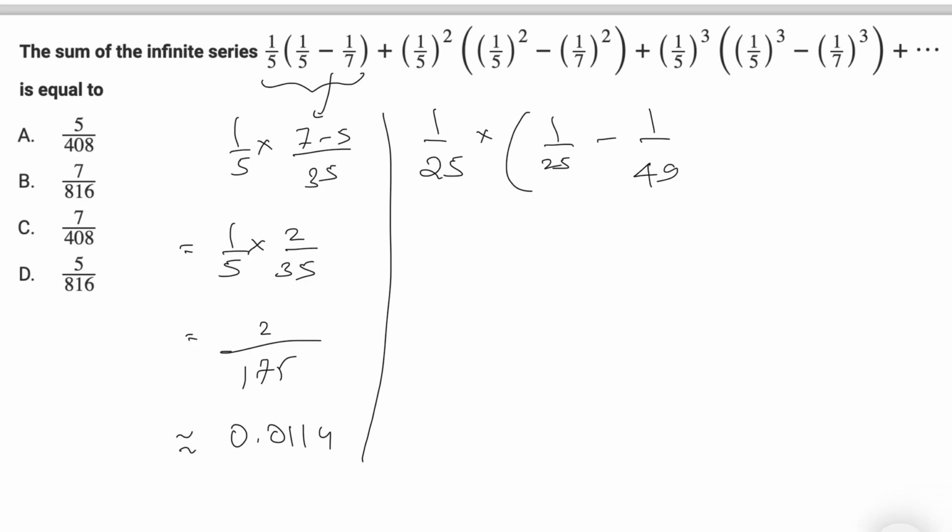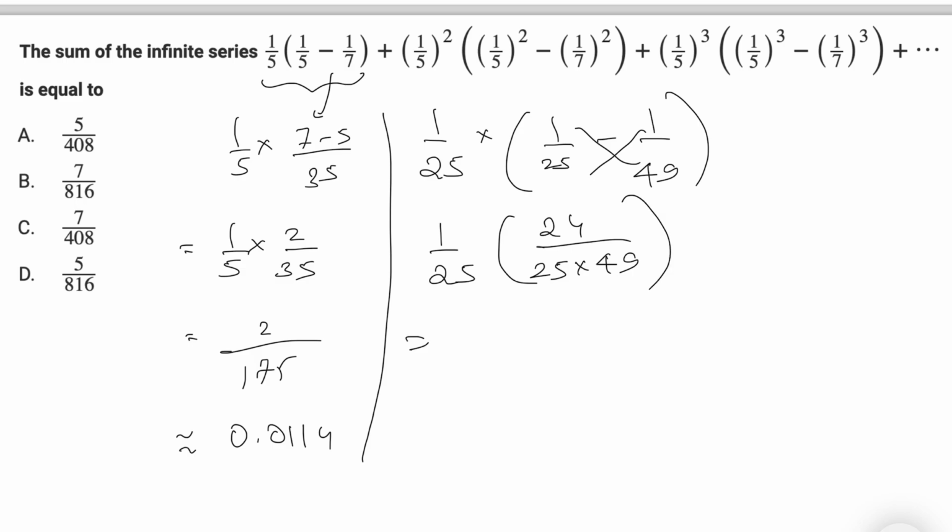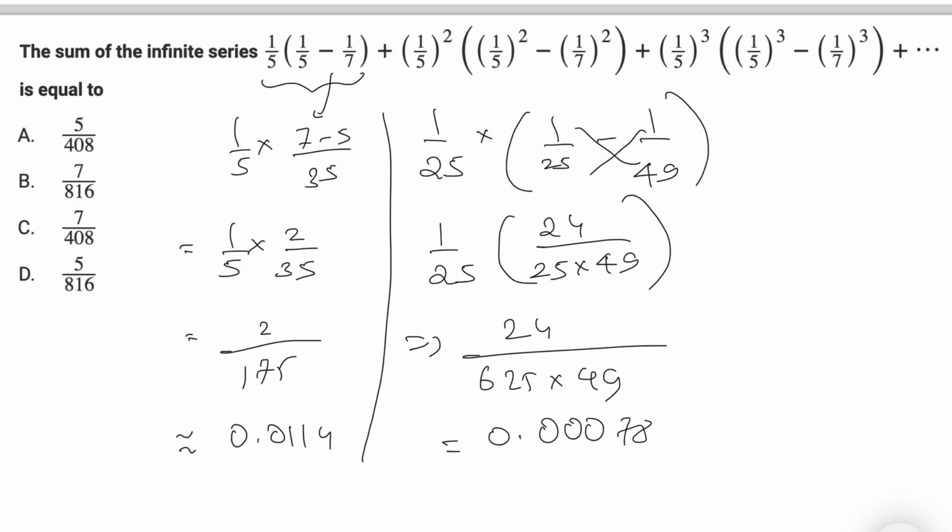Similarly, guys, the second term will be 1 by 25 into 1 by 25 minus 1 by 49, 7 square, right? So again, cross multiply. This will be 1 by 25 into 49 minus 25 would be 24 divided by 25 into 49, right? Here the approximate value is, so 24 divided by 625 divided by 49. This is 0.00078. Okay, and similarly, if you check, the next term would be even further decreased in value, right?